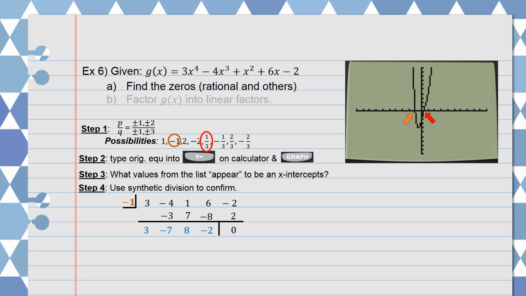After doing synthetic division, we look at the results from it. Remember, your last value to the right will be your remainder, and the numbers on the left represent your quotient. So looking at the result, what does that tell us? Is -1 a 0? Yes. Since the remainder is 0, that means -1 is a 0, which also tells us x plus 1 is a factor.